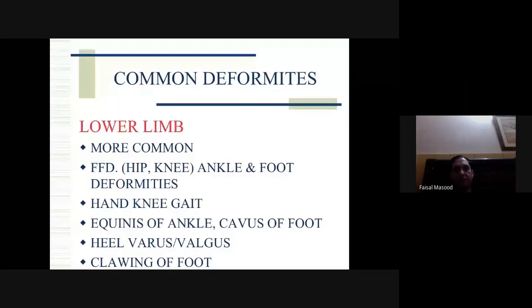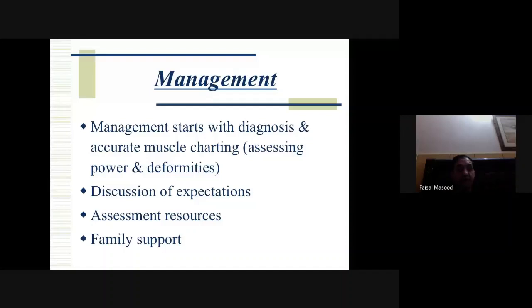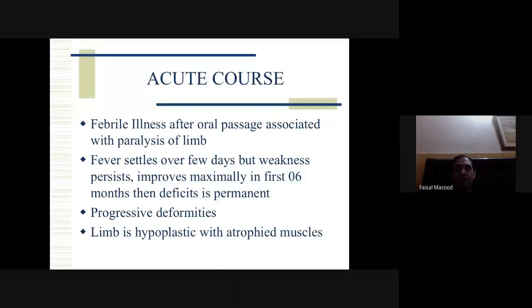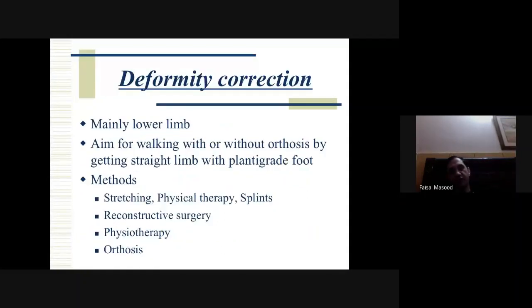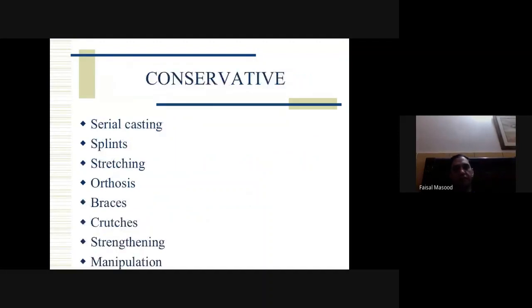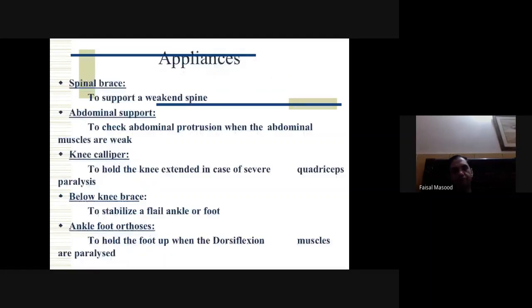You manage them in the acute phase with rest, muscle charting and power grading, discussion of expectations with the family, assessment of resources, and family support. Then you go for bracing and stretching with physiotherapy, and orthosis to counteract the deformity in the developing stage. Conservatively, you give them serial casts, splints, stretching, orthosis, braces, crutches, strengthening, and manipulation as a physiotherapist.